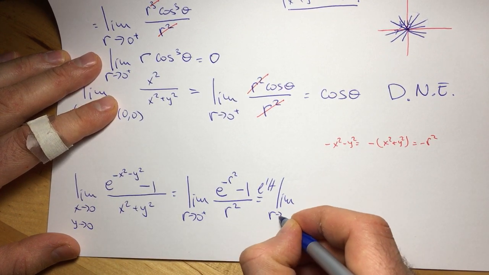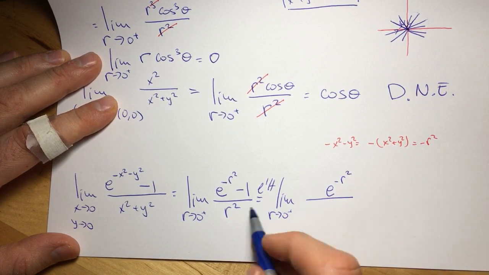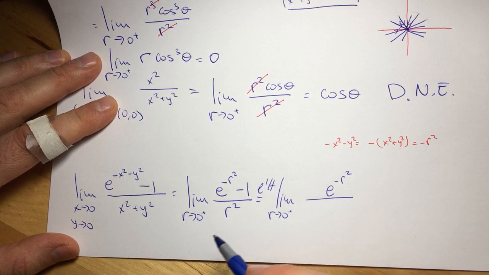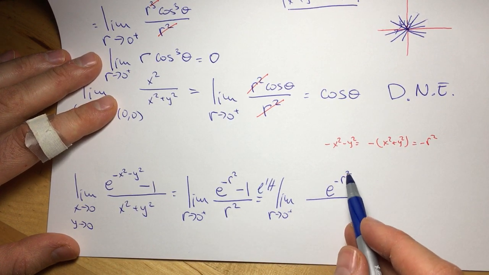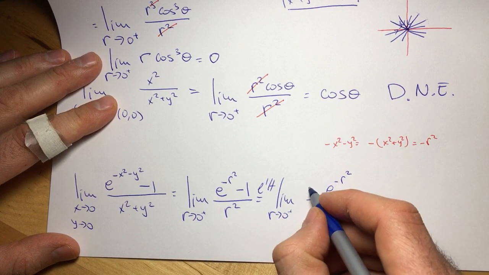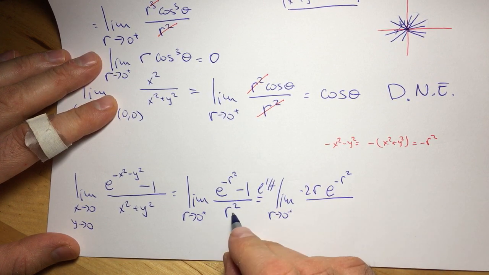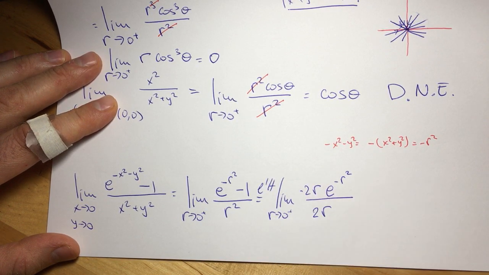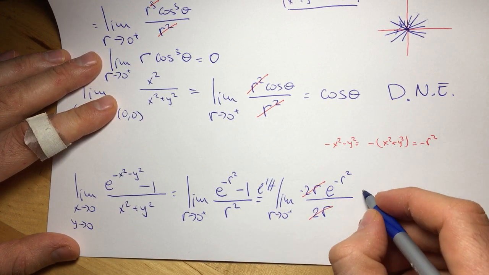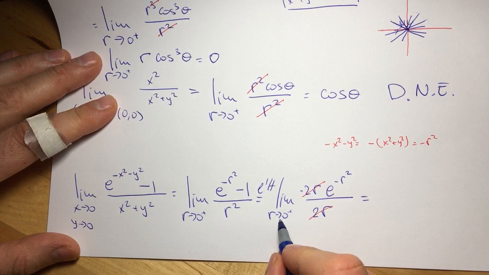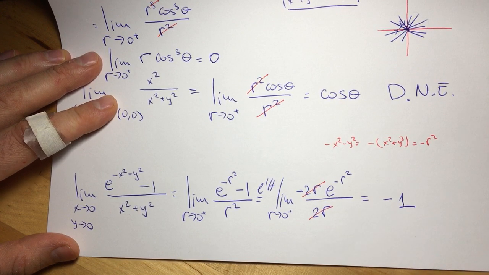This limit as r goes to 0 from the right. Derivative of 1 is 0. So e to the power negative r squared. The derivative of e to the power u is e to the power u times u prime. That means the derivative of e to the power negative r squared is e to the power negative r squared times the derivative of negative r squared, which is negative 2r, divided by, by L'Hopital's rule, the derivative of the denominator, which is 2r. And then we cancel these two expressions, send r to 0, e to the power 0 is 1, times this negative, the answer is negative 1.